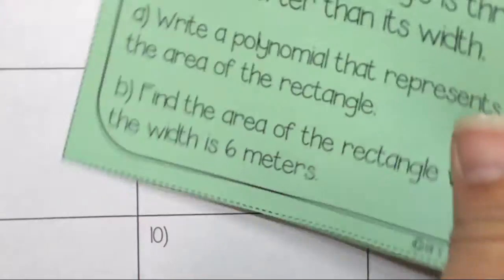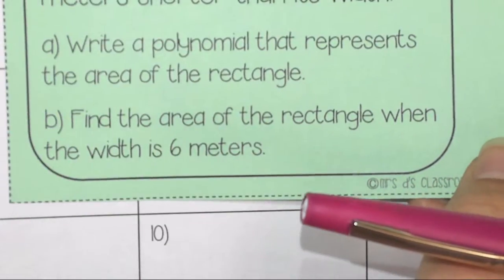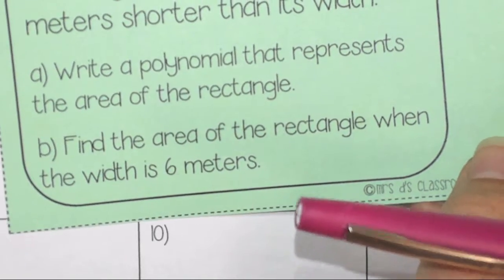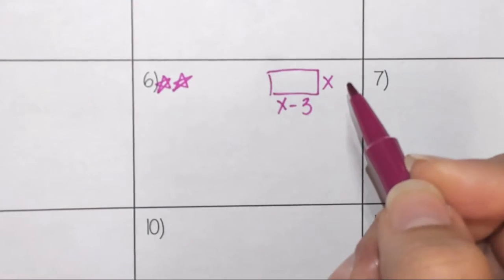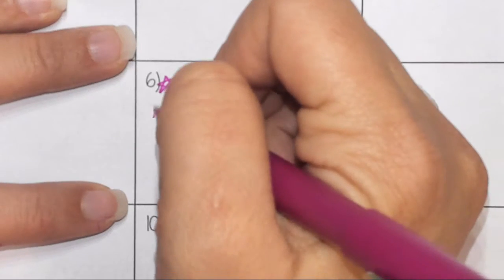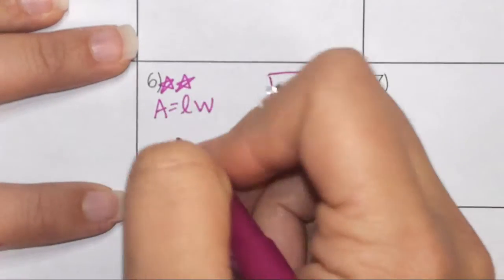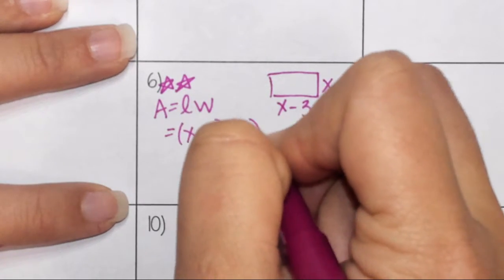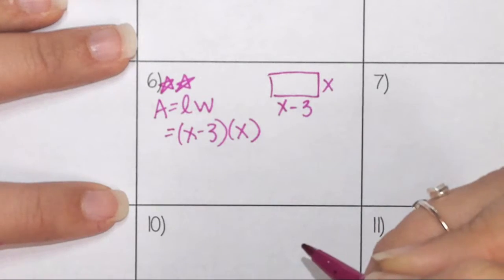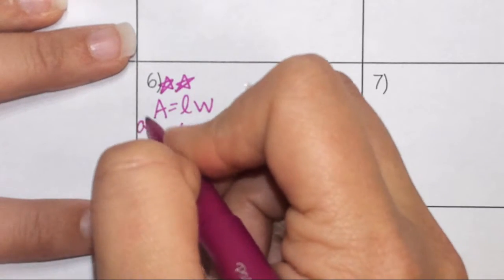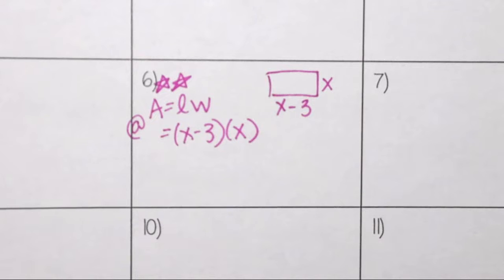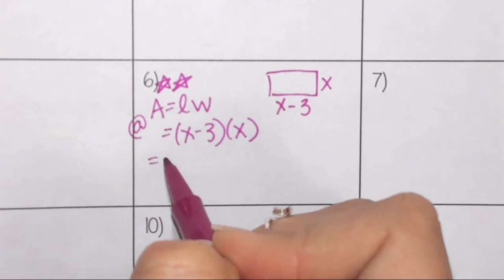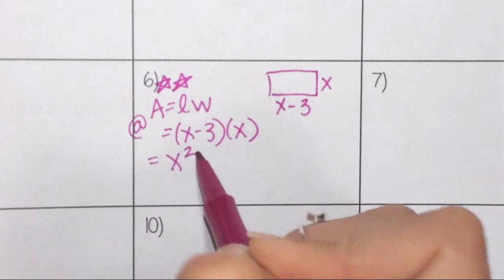Now, it says for A, write a polynomial that represents the area of a rectangle. How do you find an area of a rectangle? Length times width. Take a point. What's our length? And what's our width? X. And didn't we just learn how to do this? Yes, ma'am. Okay, so what am I going to do? I'm going to distribute. What's X times X? X to the second power.